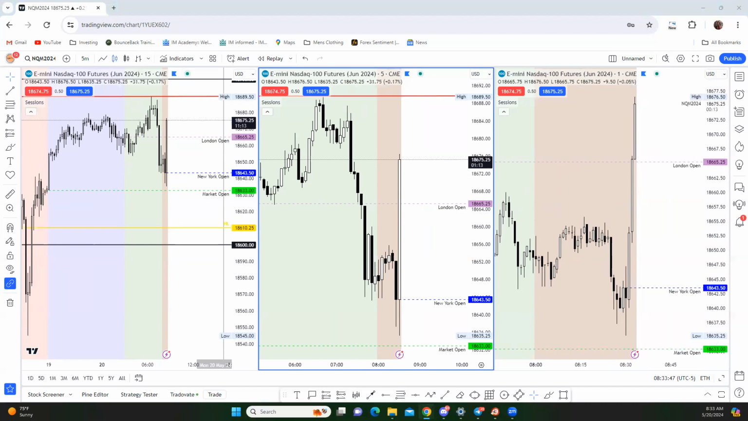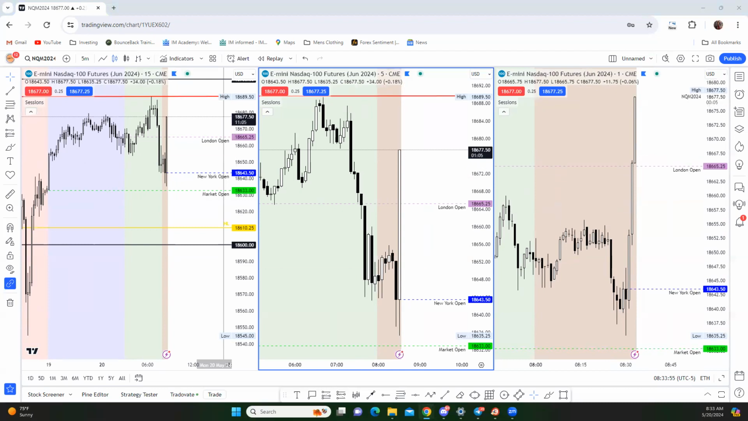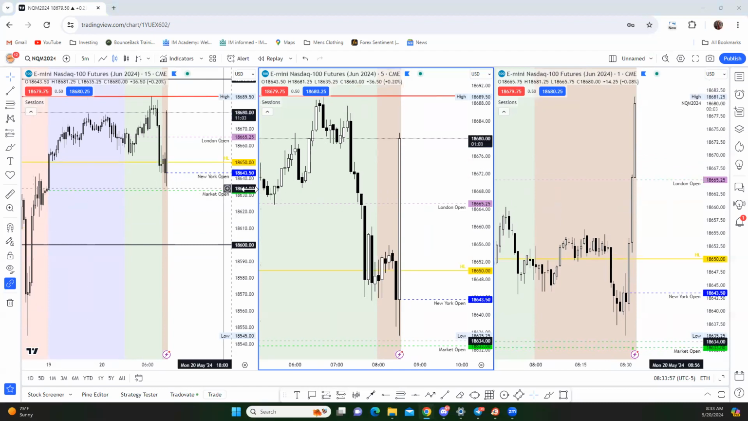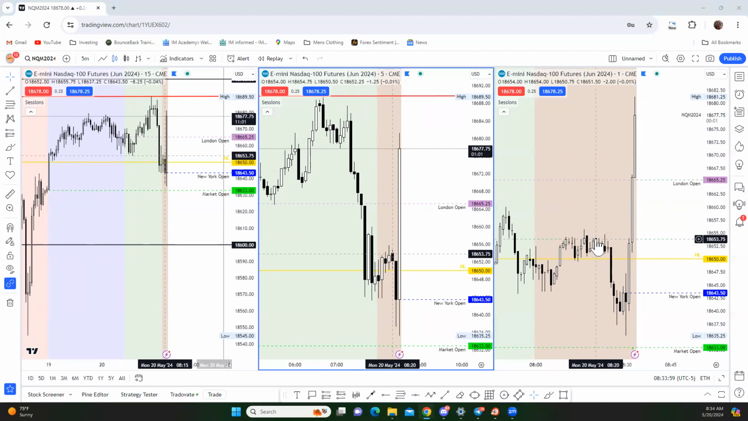But those equal tops just look really good, honestly. 18,650s, just so we have that area marked. So that's really good. I mean, I wish I was in that one right there.